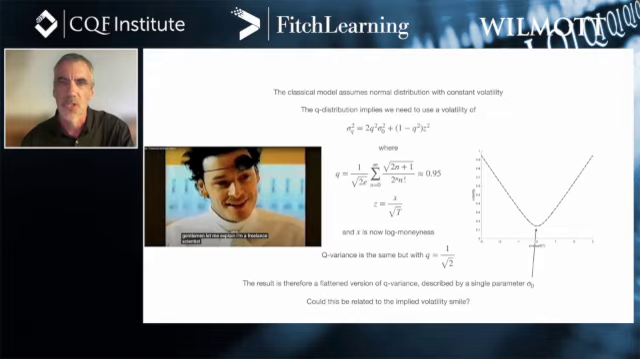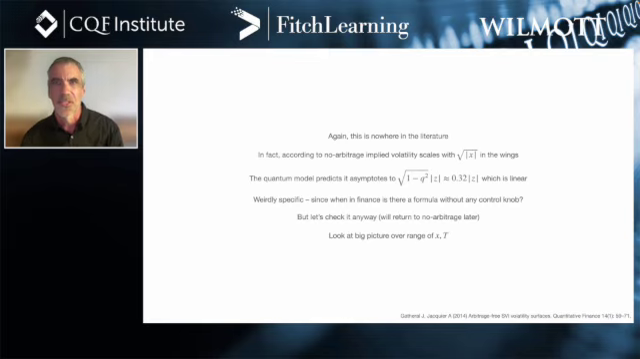So the classical model assumes a normal distribution with constant volatility. The Q distribution, however, implies that we need to use a volatility given by this equation, which is basically a flattened version of Q-Variance. It's described by a single parameter sigma 0, and the curve looks like this V-shaped thing on the right. Okay, could this be related to the implied volatility smile? Well, again, this is nowhere in the literature. In fact, according to no arbitrage, implied volatility scales with the square root of x in the wings. Here we're saying it should asymptote to 0.32z, which is linear, and also weirdly specific, since when in finance is there a formula without any control knob, 0.32?